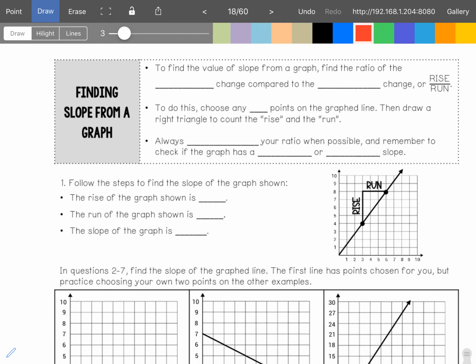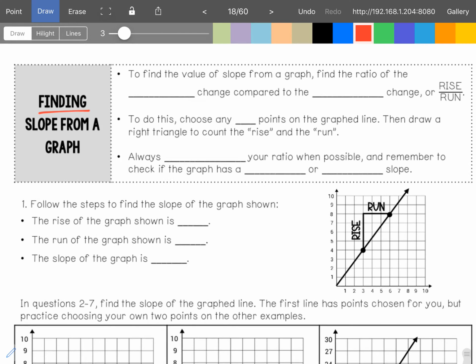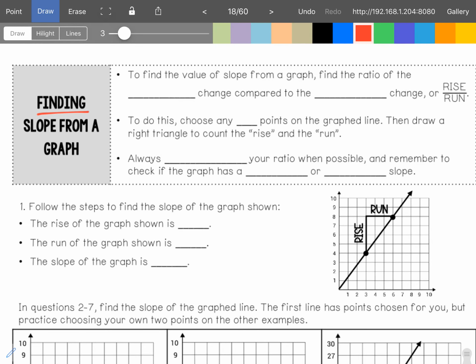All right, now we have looked at the type of slope. Now we're going to learn how to find the actual slope, the value for slope from a graph. To find the value of slope from a graph, find the ratio of the dependent change compared to the independent change.